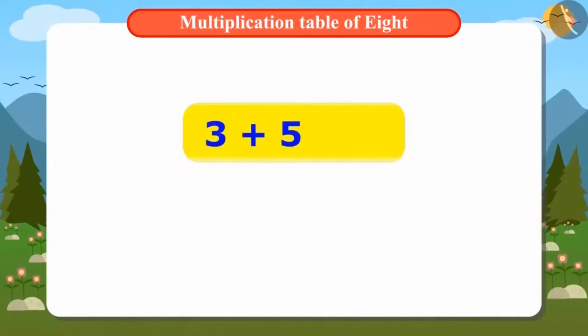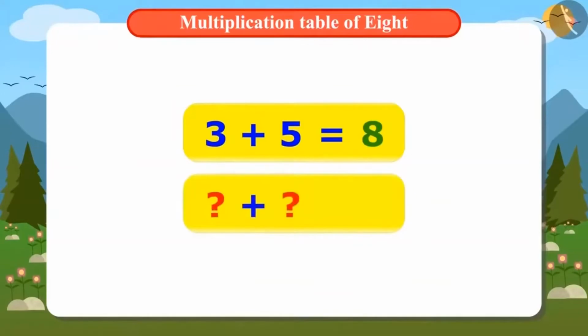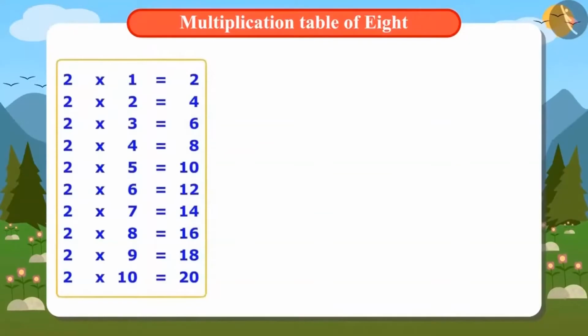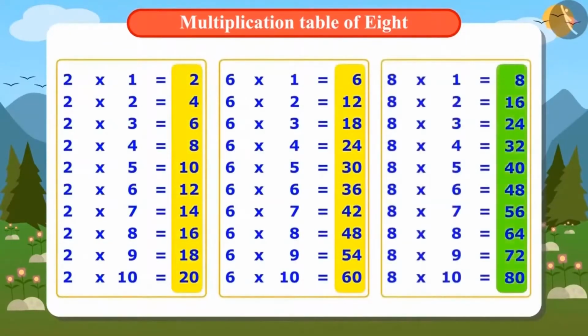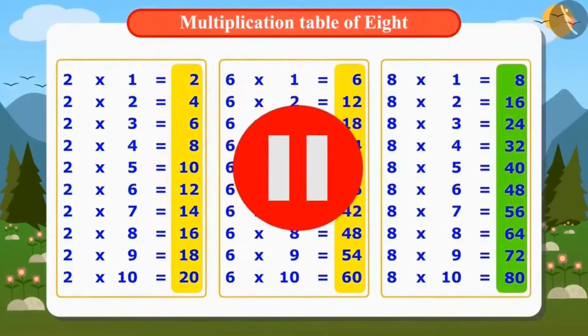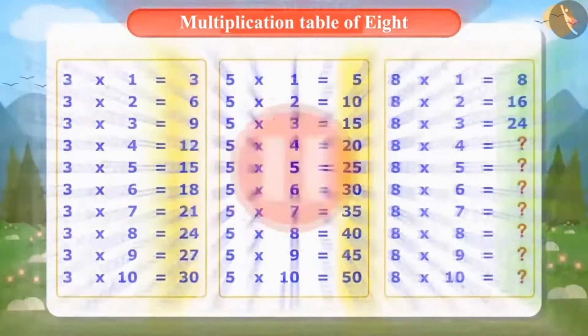Just like adding 3 and 5 gave us the number 8, similarly, you have to find two small numbers which add up to 8. See, for example, adding 3 and 5, the answer is 8. We can do this by adding 2 and 6 also, which will give us the answer 8. This means that you can find the table of 8 by adding the numbers of multiplication tables of 2 and 6. Pause the video and write down the full table of 8.